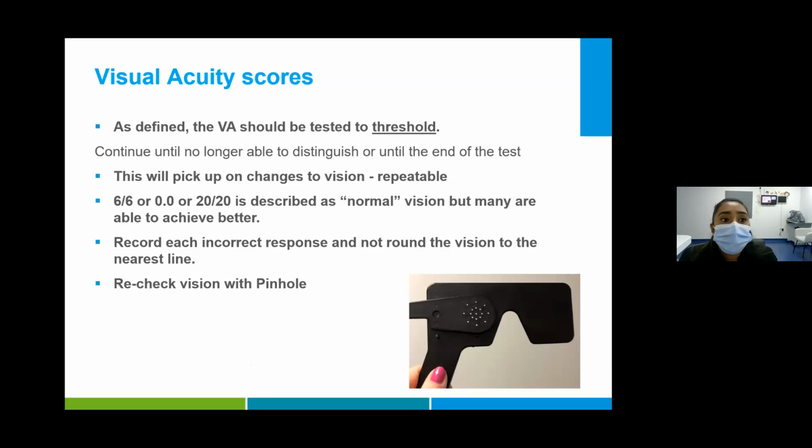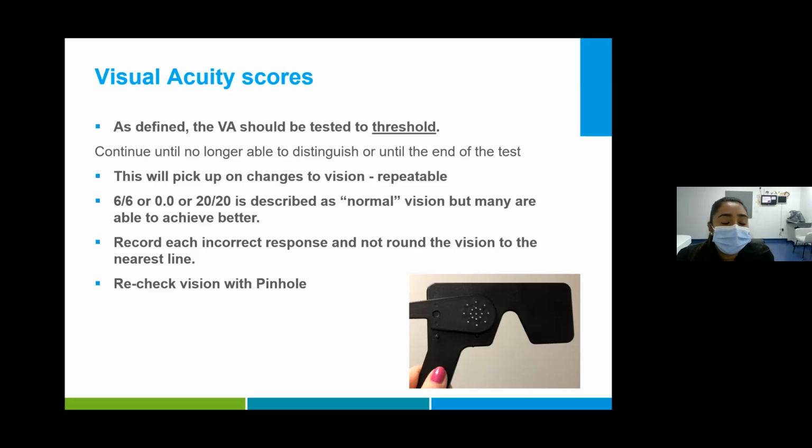So in terms of scoring visual acuity, it should be tested to the threshold, which means all the way until the patient can no longer distinguish the letter or the picture, basically until the end of the test. This will help pick up on changes to the vision and make it more repeatable. Quite commonly, some people will test just until 6x6, but it is better to test all the way to 6x5, because if a patient is complaining that their vision's reduced, but you've only tested 6x6, you won't be able to pick that up.